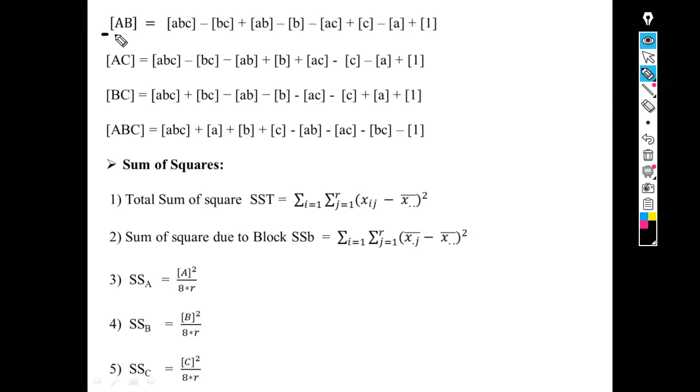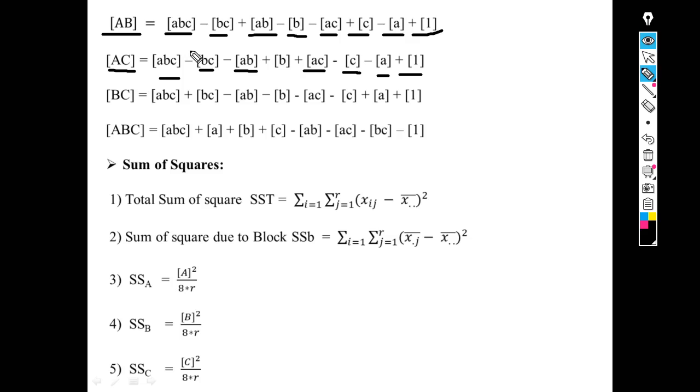For interaction effect AB, the factorial effect total is denoted by square bracket AB, and it is [ABC], that is the ABC treatment total, minus [BC] plus [AB] minus [B] minus [AC] plus [B] minus [A] and plus [1]. Then for interaction effect AC, the factorial effect total is denoted by square bracket capital AC, and it is [ABC] minus [BC] minus [AB] plus [A] plus [AC] minus [C] minus [A] plus [1]. To remember this formula, first understand what the interaction effect AC is. Interaction effect AC is 1/4 (A minus 1)(B plus 1)(C minus 1).